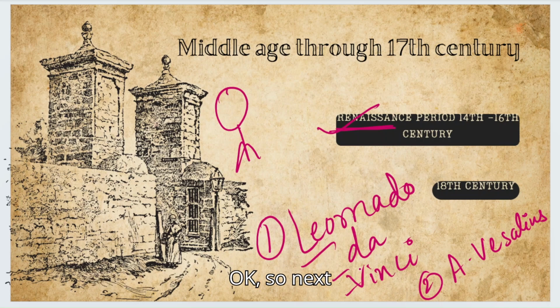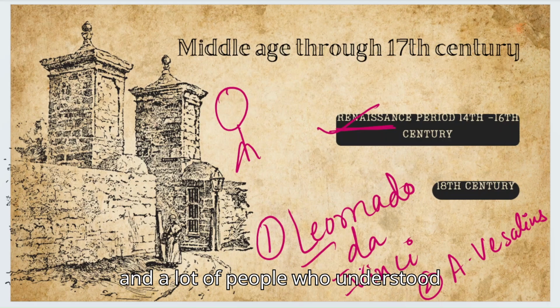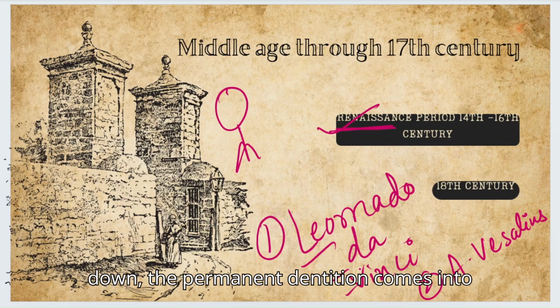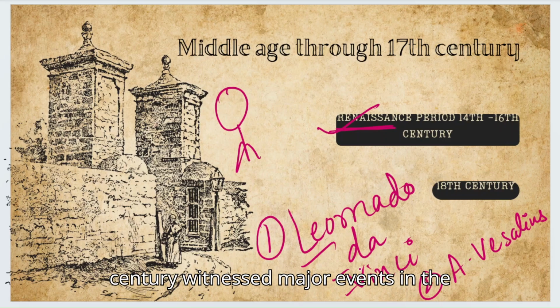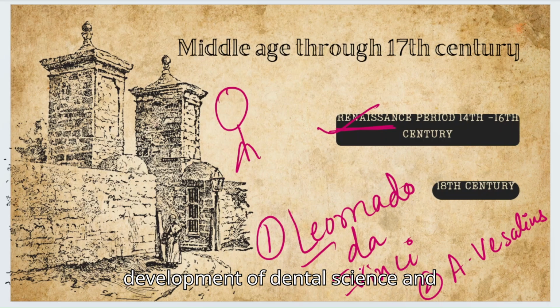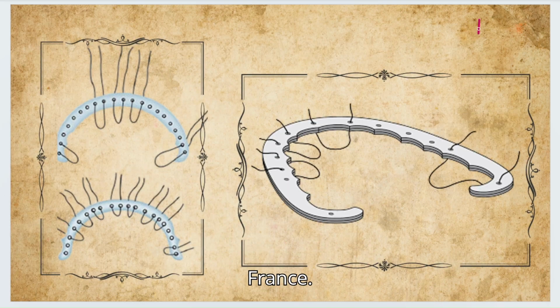Okay, so next came Bartholomeo Eustachius and a lot of people who understood that once the teeth fall down, the permanent dentition comes into place. Next came 18th century. 18th century witnessed major events in the development of dental science and dentistry, and during that time the leader was France.